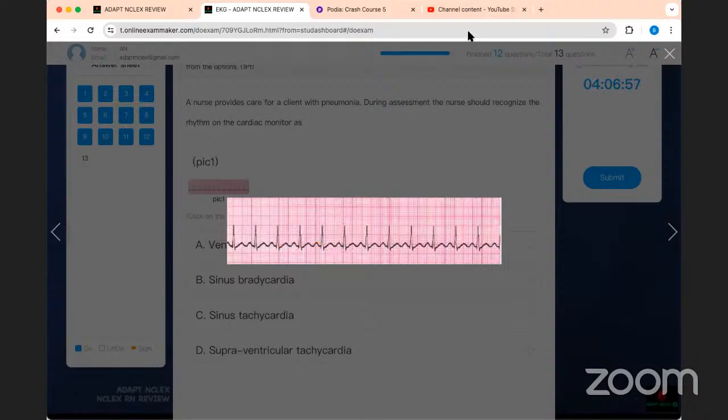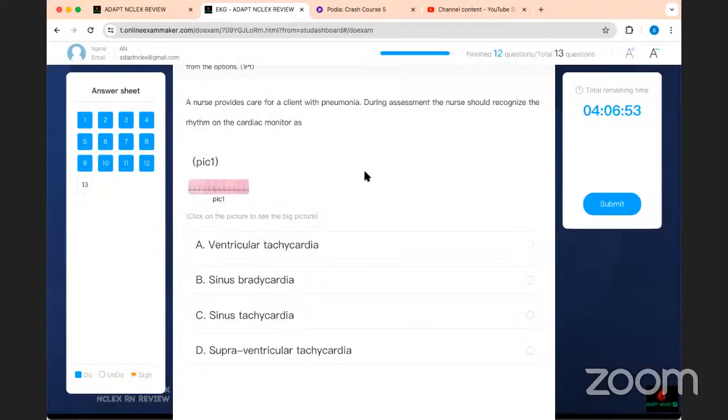It's too fast to be bradycardia. So bradycardia is eliminated, right? It can't be ventricular. The ventricle looks fine. And then supraventricular tachycardia, it cannot be. So this is your right answer.